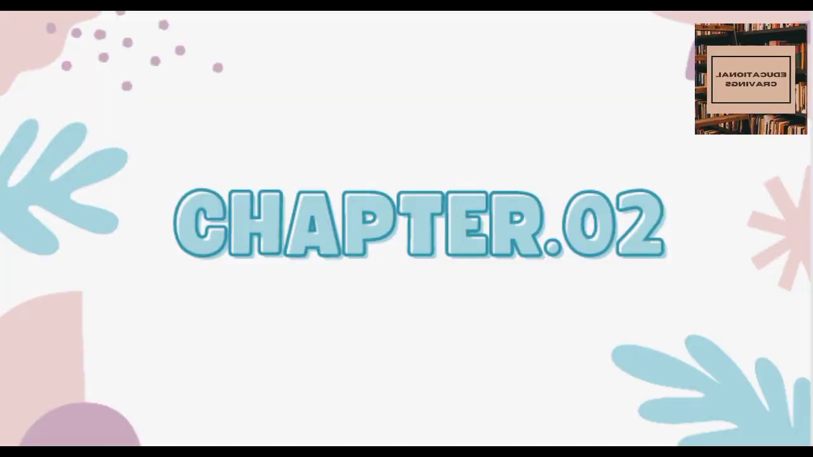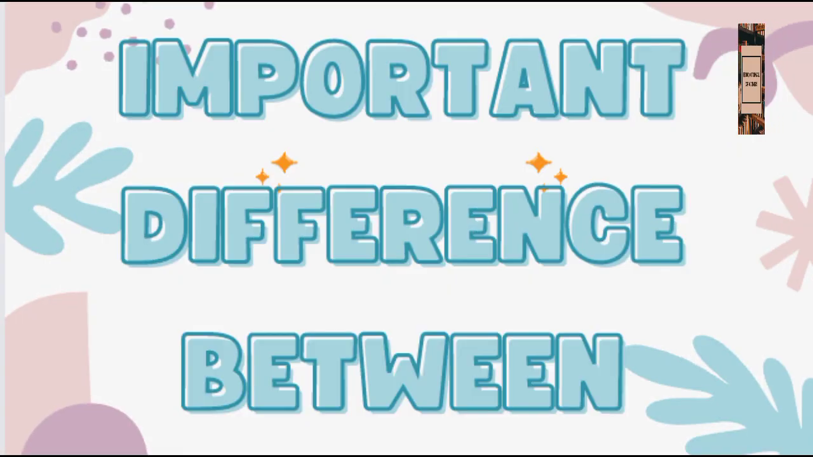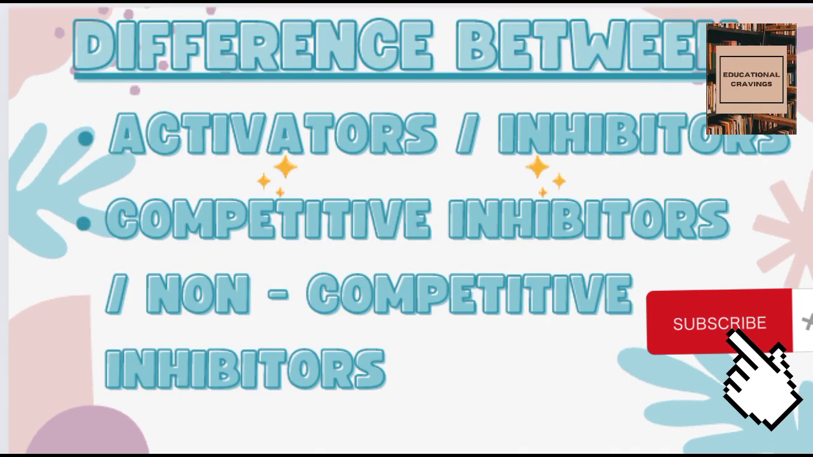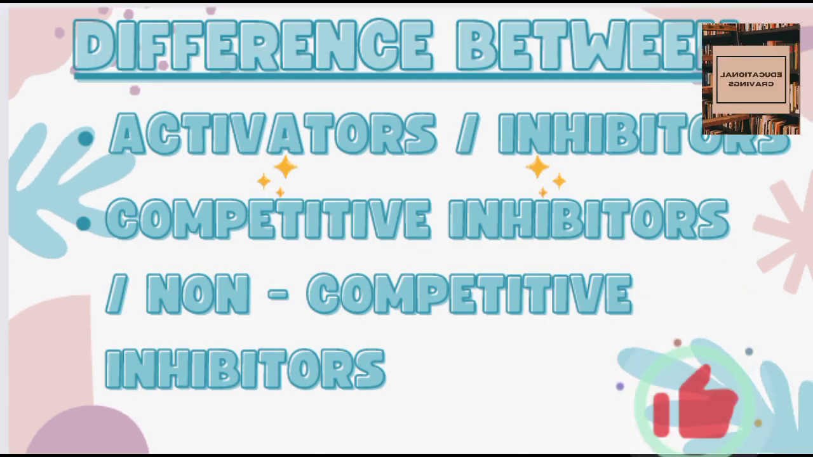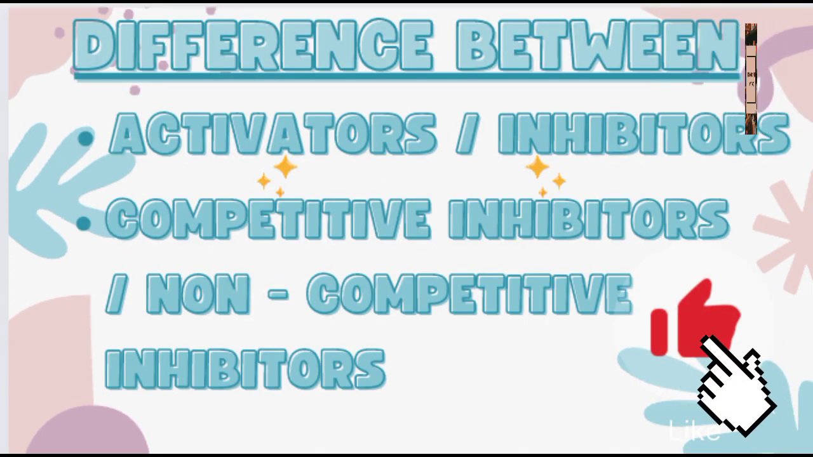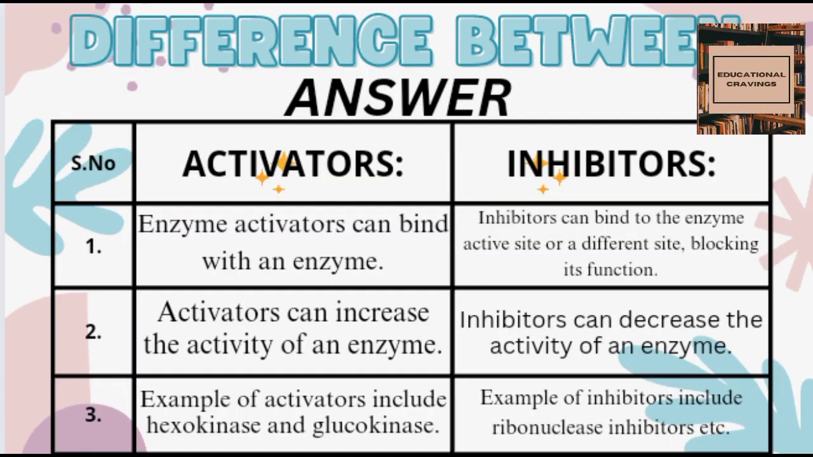Today we discuss chapter number 2, enzymes: the important differences between activators and inhibitors, and between competitive inhibition and non-competitive inhibition. Activators and inhibitors. Point number 1, enzyme activators can bind with an enzyme. Inhibitors can bind to the enzyme active site or a different site, blocking its function.